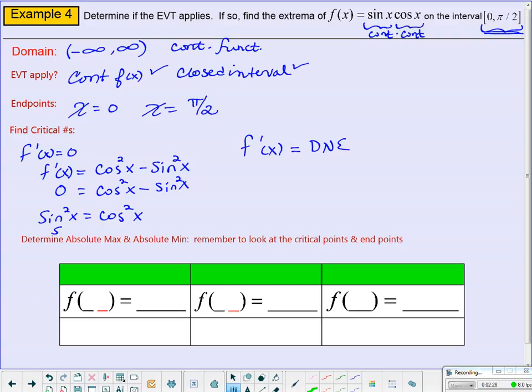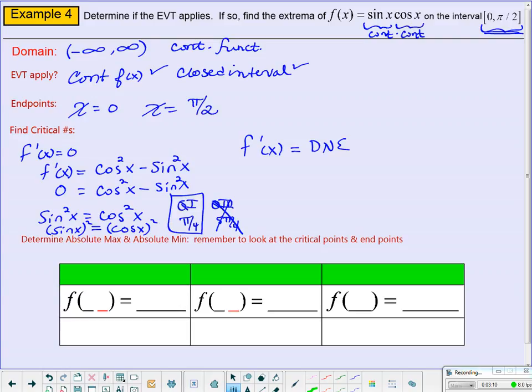Well, I could say I've got sine of x quantity squared equals cosine of x quantity squared, couldn't I? And those would be equal. Well, think of your unit circle. Where are sine and cosine equal? Well, they're equal in quadrant 1 and 3. In quadrant 1, we'd end up with pi over 4. In quadrant 3, I would end up with 5 pi over 4. But 5 pi over 4 is out of our range from 0 to pi over 2. So in the range 0 to pi over 2, it's going to be pi over 4, isn't it?